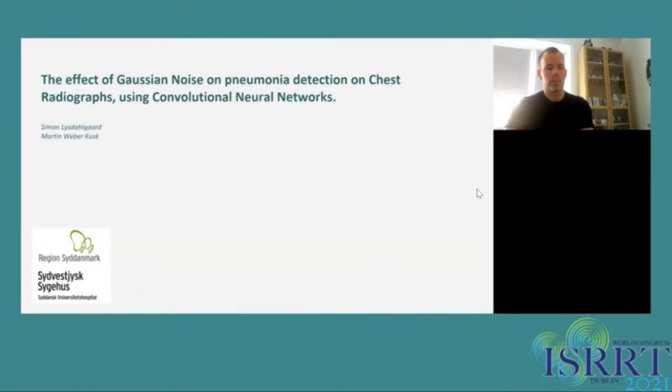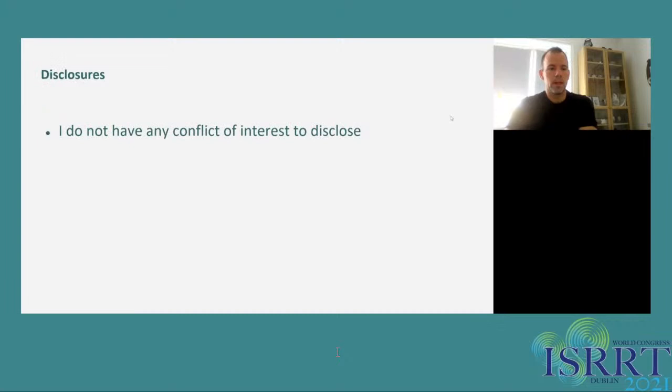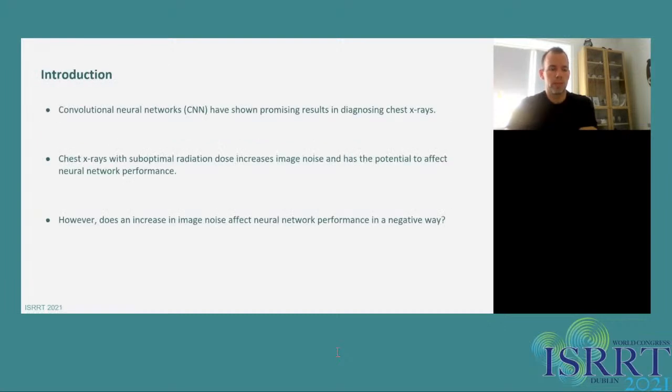Welcome to one of the projects in artificial intelligence in radiography. This one is called The Effect of Gaussian Noise on Pneumonia Detection on Chest Radiographs Using Convolutional Neural Networks. I do not have any conflict of interest to disclose.